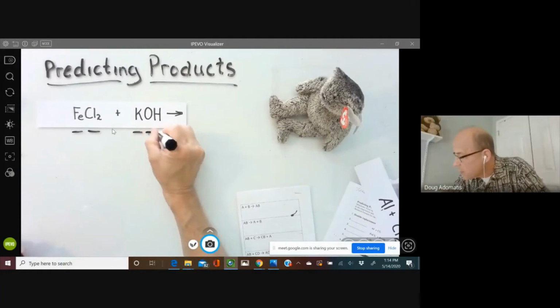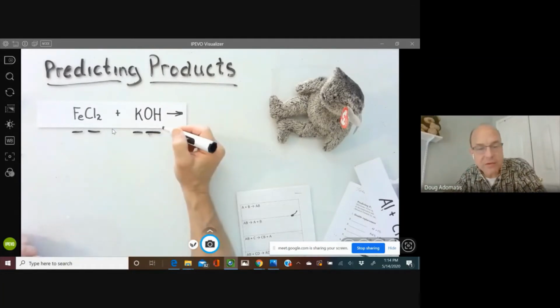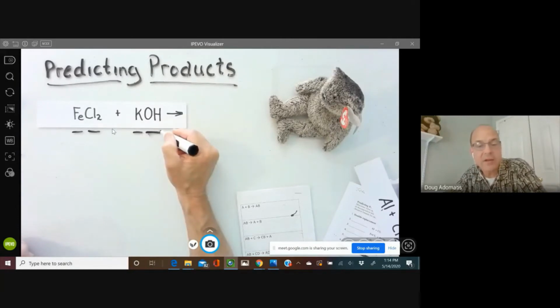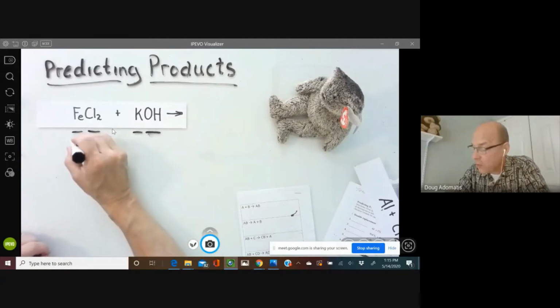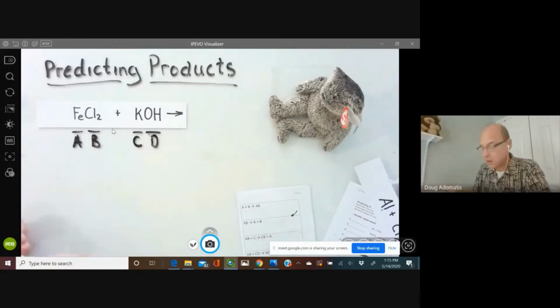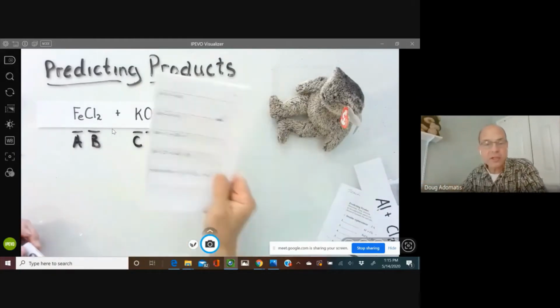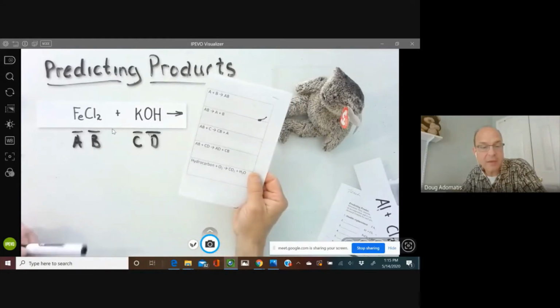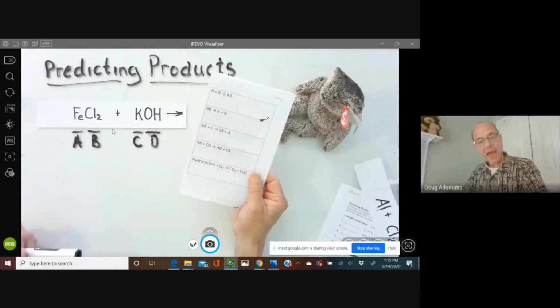Okay, so you don't have three things here. You really just have two. You have a positive cation potassium and a negative anion polyatomic hydroxide ion. So this is following the form AB plus CD. Now look at your foldable, and which one does that look like? Do we have one that has AB plus CD on the reactant side? The fourth one. Yes, we do.